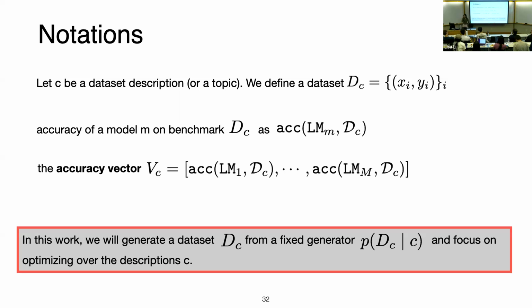In this work, we focus on optimizing over the dataset description C, and we assume that we have a fixed dataset generator conditioned on the description. In other words, we don't directly optimize over individual questions, to avoid overfitting. Instead, we optimize over the dataset description so that we can find systematic patterns of failures or success. Natural language descriptions? Yeah, natural language descriptions.